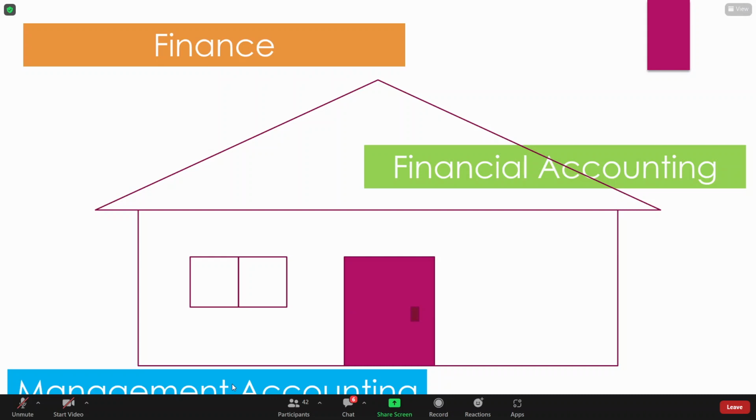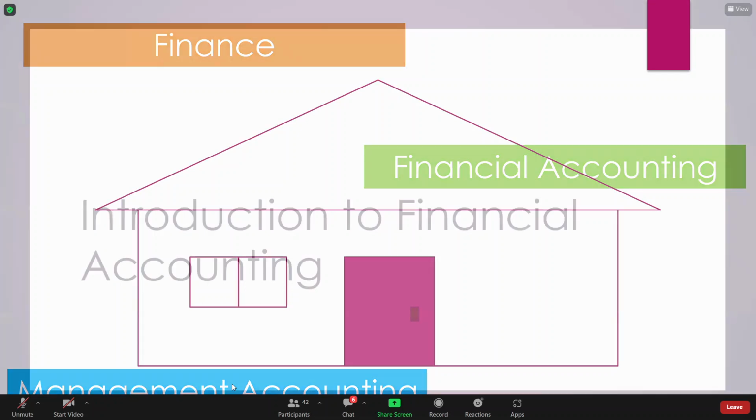As I said, we will start off with financial accounting from the tail, and then we will discuss management accounting, and finally we'll touch a bit on finance, how the cost of finance can be calculated, and small stuff there when it comes to finance. Right, now the introduction to financial accounting.